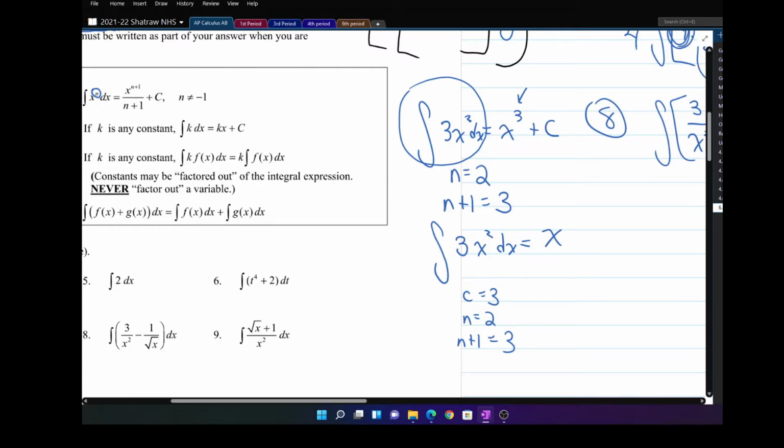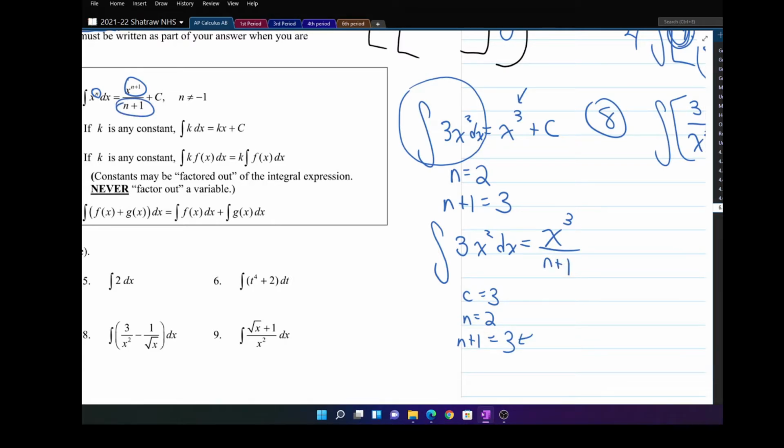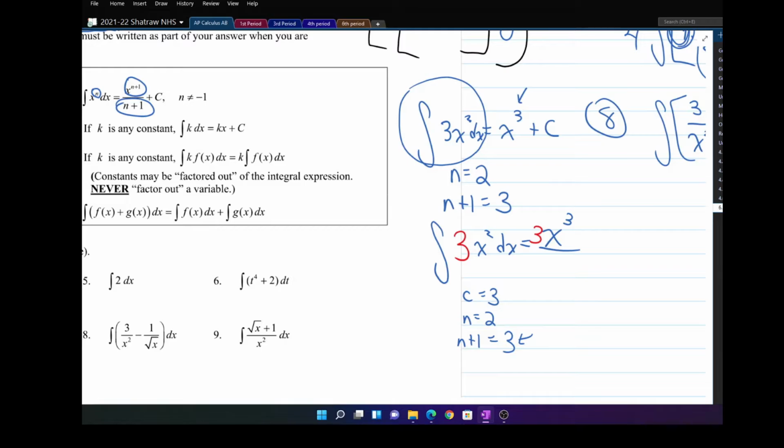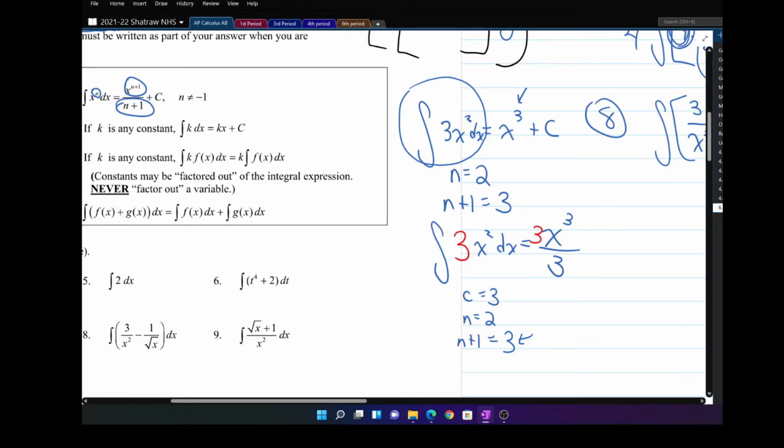X to the n plus 1 is going to be 3x cubed, and it's over the n plus 1. But here's the thing. There was already a constant there. Oops, and n plus 1 is supposed to be, what is n plus 1 supposed to be? It's supposed to be a 3. And then there's a plus c. So the 3's cancel out. Ta-da! My final answer will be x cubed plus c. All right? That's how we're going to use that rule.